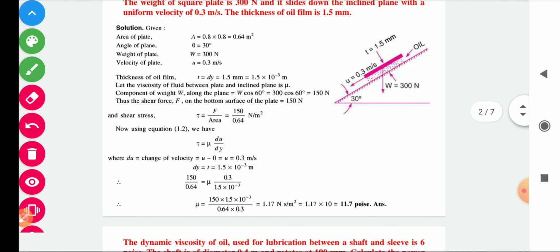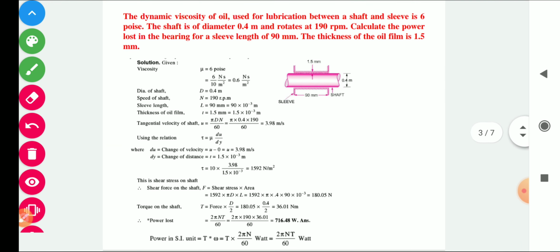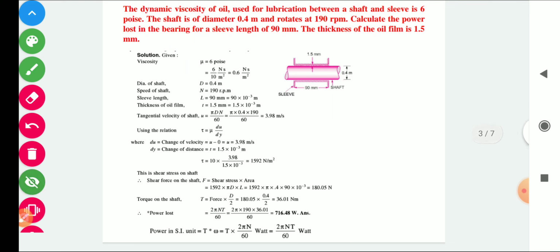Now moving to second problem. The dynamic viscosity of oil used for lubrication between a shaft and sleeve is 6 poise. The shaft is of diameter 0.4 meter and rotates at 190 round per minute. Calculate the power lost in the bearing for a sleeve length of 90 mm. The thickness of the oil film is 1.5 mm.